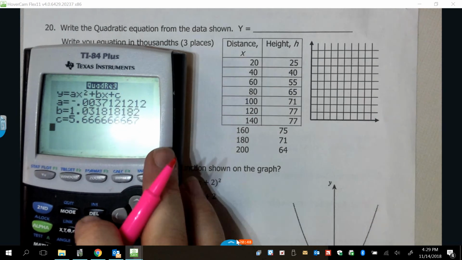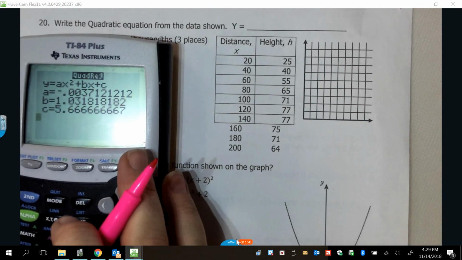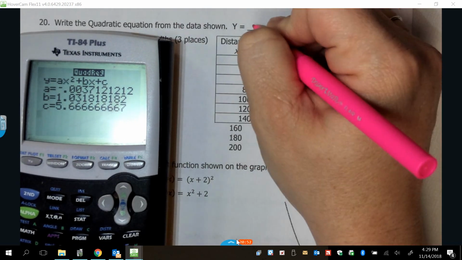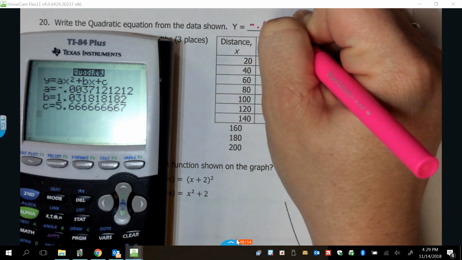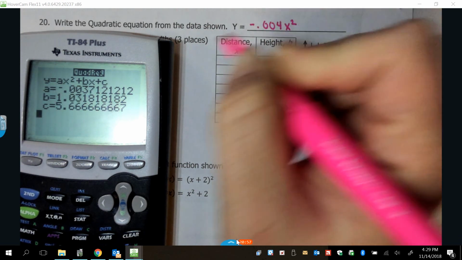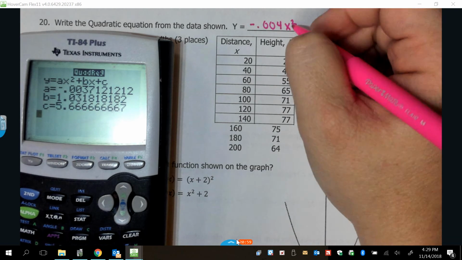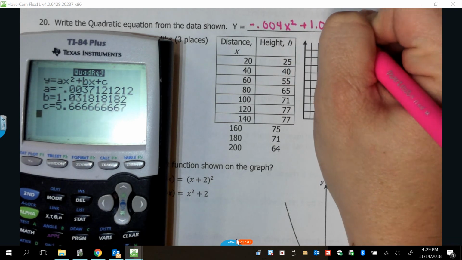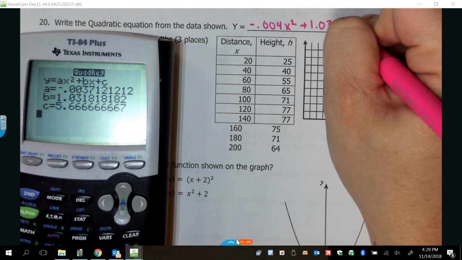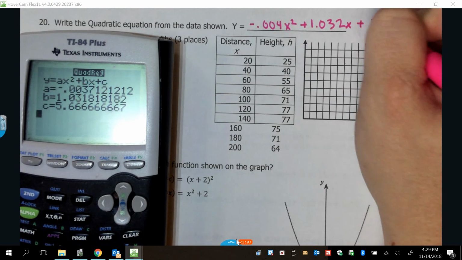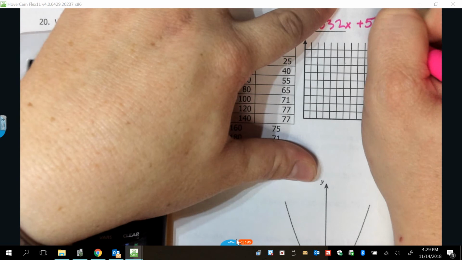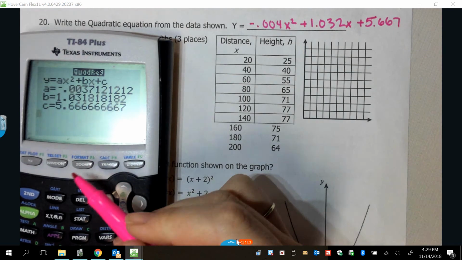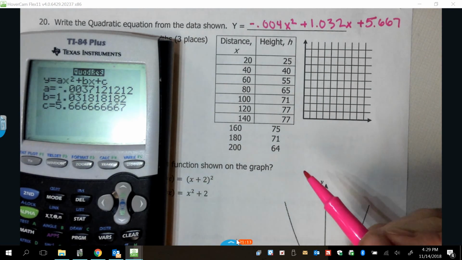There's my regression. Now it says to the thousands place, which is 3 numbers. So negative 0.004x squared. Remember I rounded because 7 makes that a 4. Plus 1.032x because the 8 makes that a 2. Plus 5.667 because the 6 makes that a 7. There's your answer.